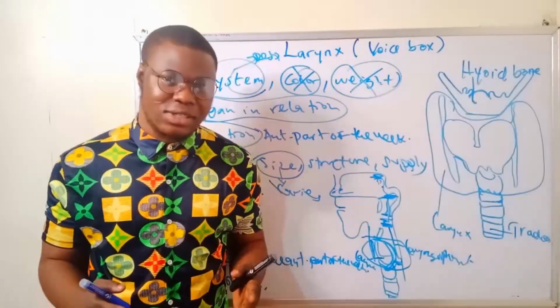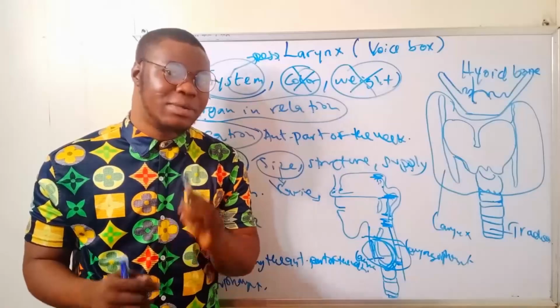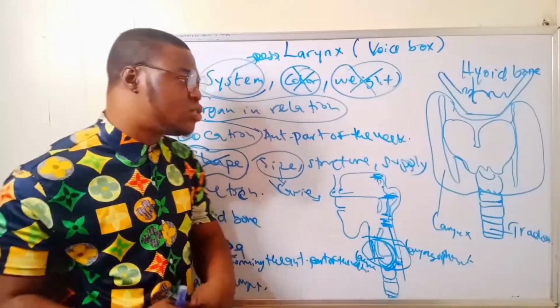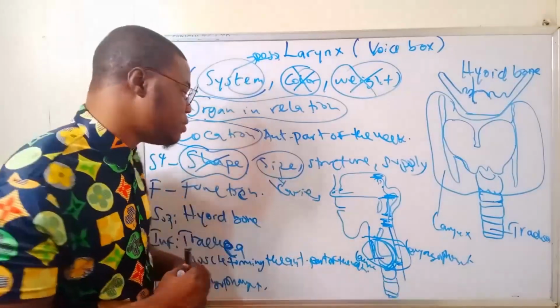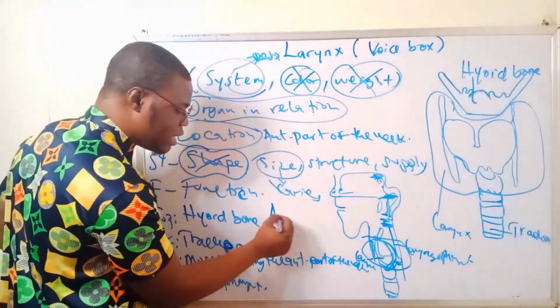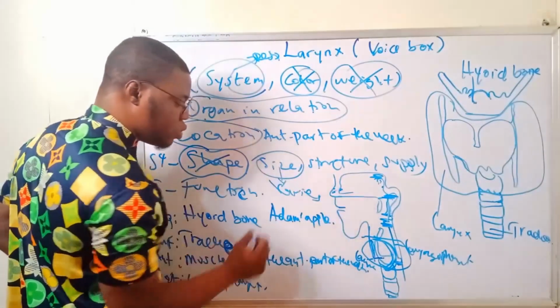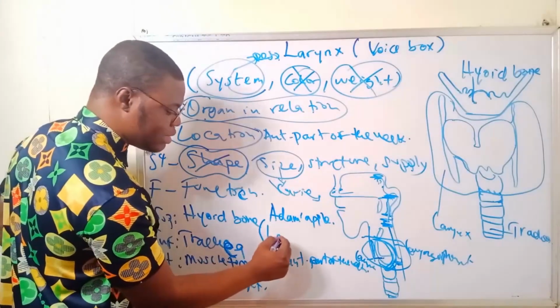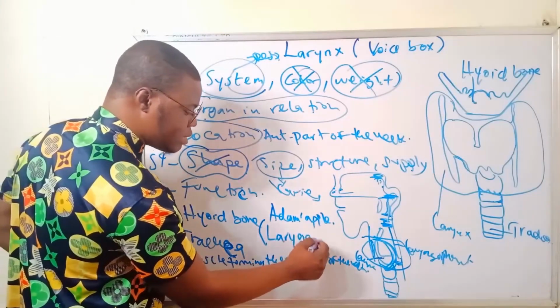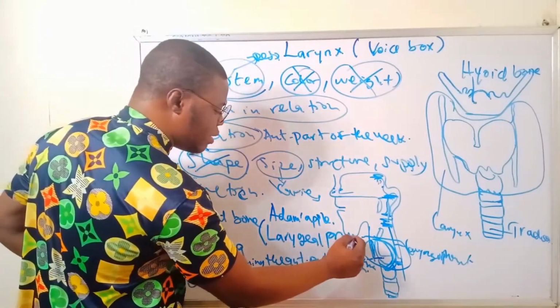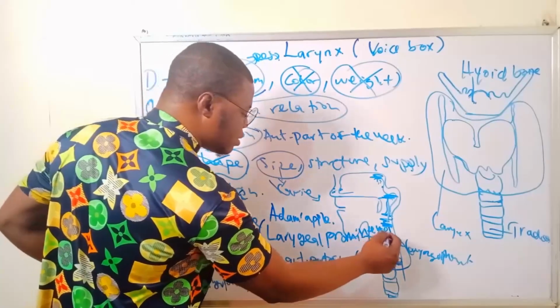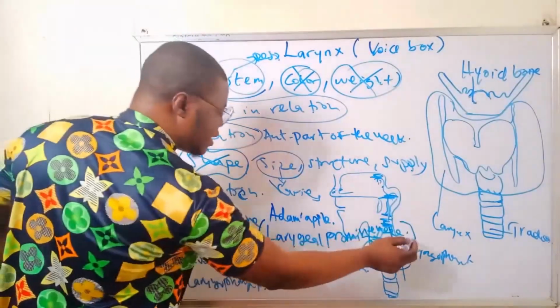But in adults, in male adults, it grows larger to form something called the Adam's apple. Adam's apple. The anatomical name for that is laryngeal prominence. Laryngeal prominence. As simple as that.